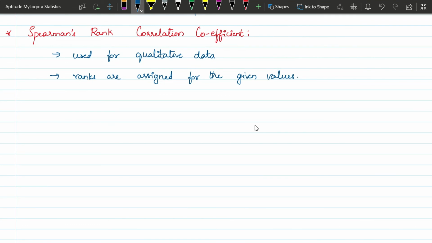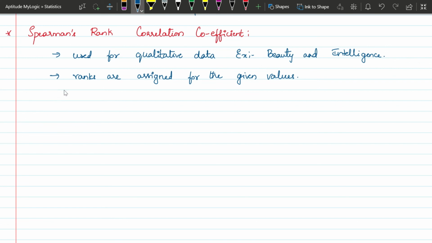This method we will use for calculating the relation between, for example, beauty and intelligence, say qualitative data. So whether they are related or not, and if yes, to what extent. These two things cannot be measured through a proper scale or proper way, right? We have to assign some numerical values, allot some ranks, and score them.